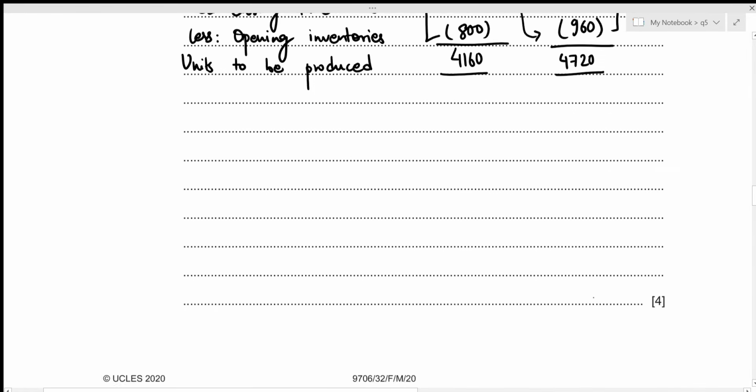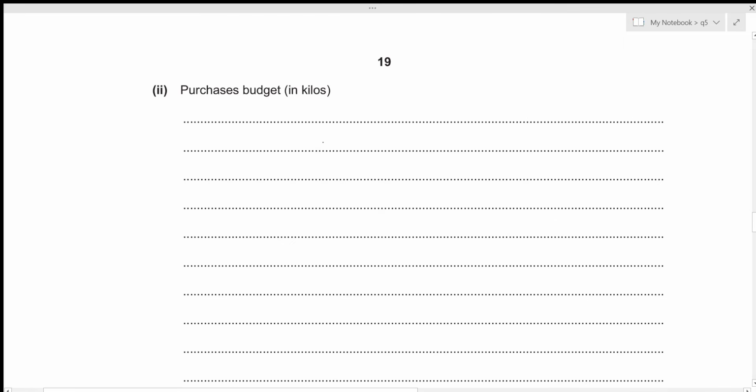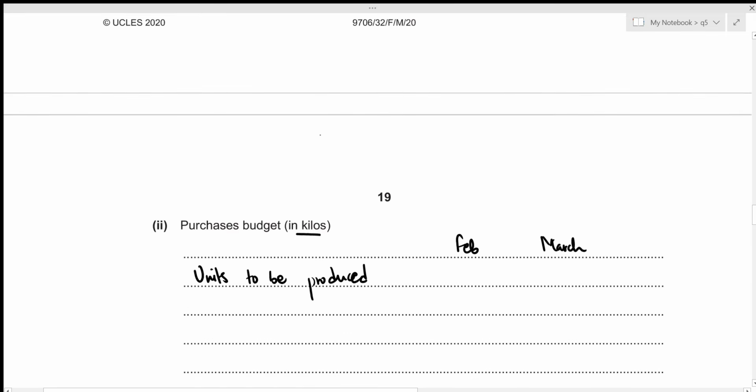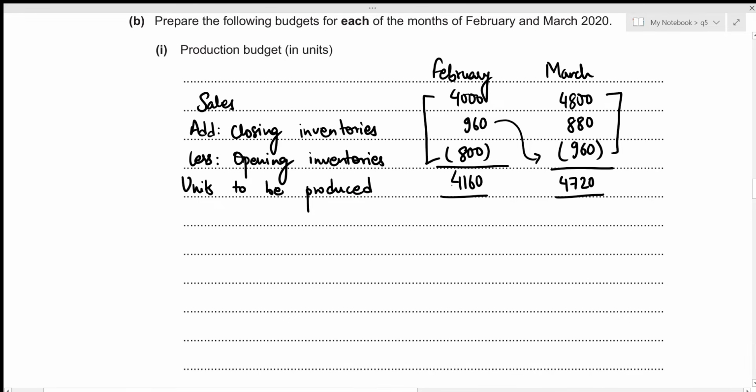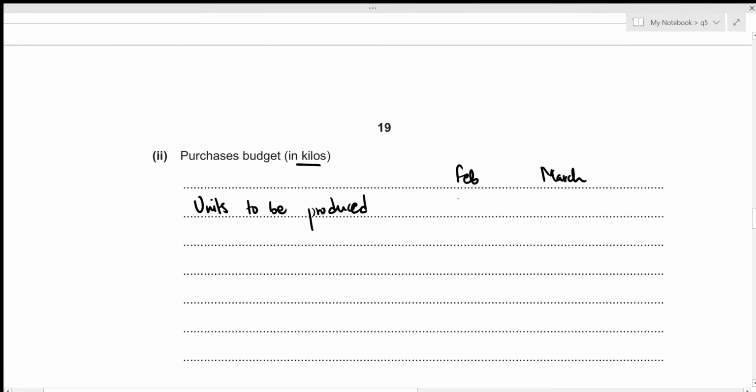Okay, now we can move to the second part, and we now need to prepare the purchases budget for the month of February and March 2020. So this is for March and this is for February. Okay, we already have the total units to be produced, right? So I'm just going to write it down. And this is the purchases budget in kilos, which means that this should be the budget relating to our direct materials. Okay, let's write down our units to be produced. So for February, that's 4,160, and for March, that's 4,720.